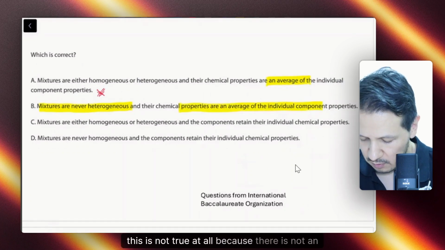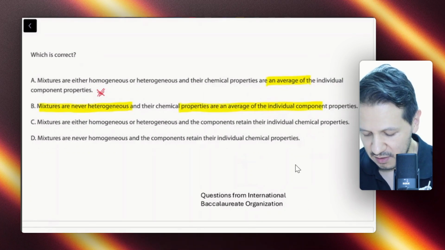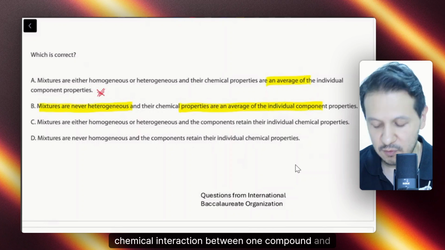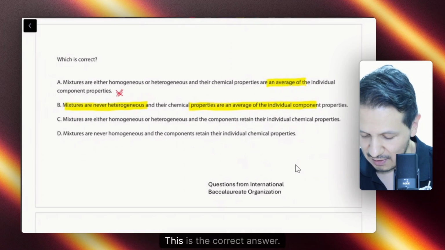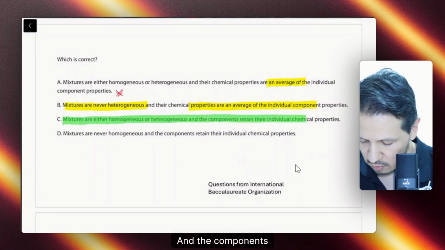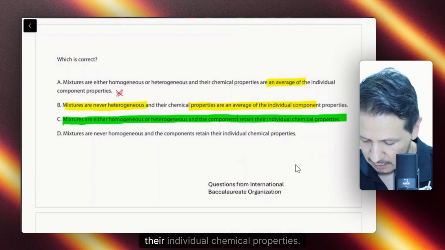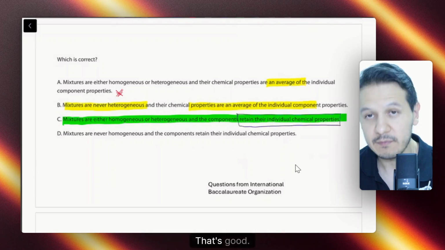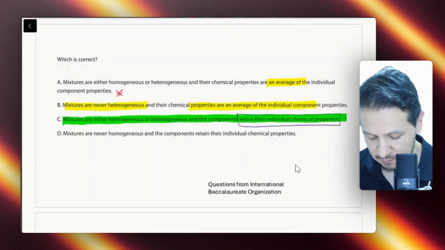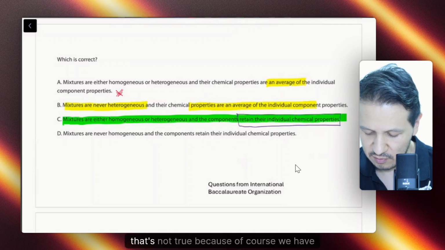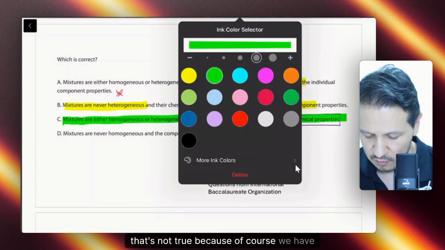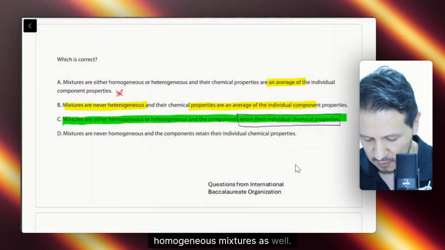This is not true at all, because there is not an average. There is no chemical interaction between one compound and another compound. This is the correct answer: the components retain their individual chemical properties. That's good. That's why we can separate them. And let's read the last one. That's not true, because of course we have homogeneous mixtures as well.